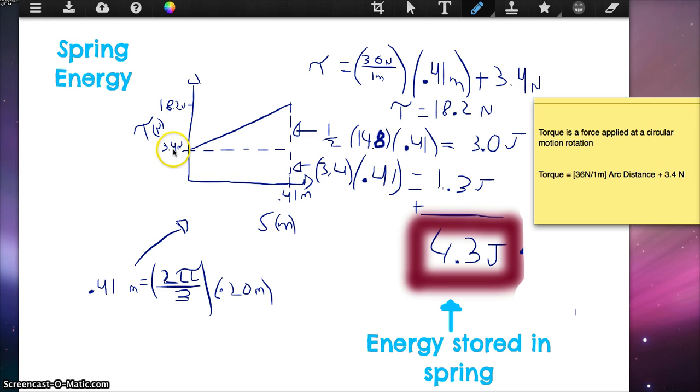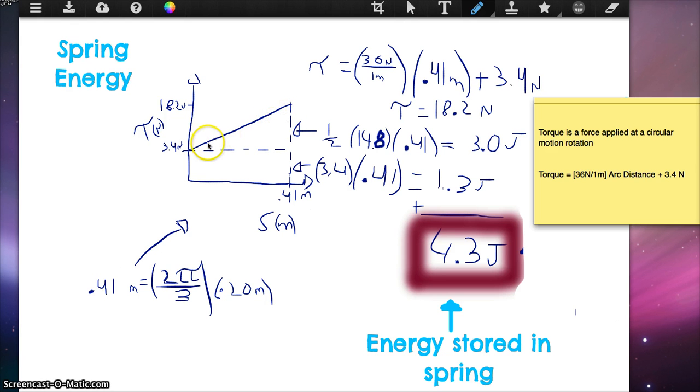So 3.4 newtons is my y-intercept. The next thing I do is grab this equation and plug in my arc distance. So my torque is equal to 36 newtons over 1 meter times 0.41 meters plus 3.4 newtons. So then I get that the torque is equal to 18.2 newtons. So getting that, I plug that into my graph here, and I put 18.2 newtons at the top, so that's the highest it goes.